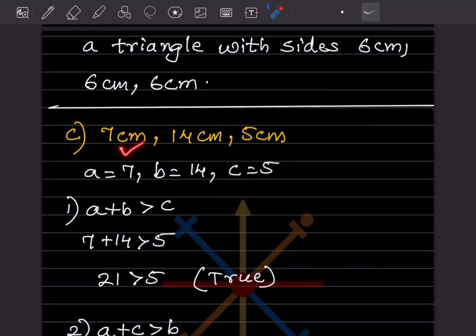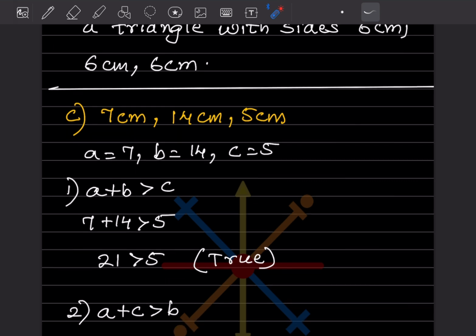Now let us go for the third one. We take A as 7, B as 14 and C as 5. If we take A plus B is greater than C, we get 21 is greater than 5. This sign says that it is greater than. How to remember whether it's greater or smaller? You can see the crocodile's mouth. Wherever there is a bigger number, the crocodile's mouth opens towards the bigger side. This is the greater than sign, because many of them get confused between the bigger and the smaller sign.